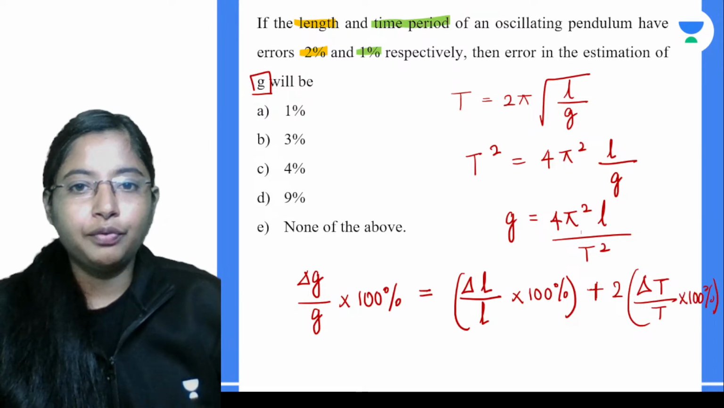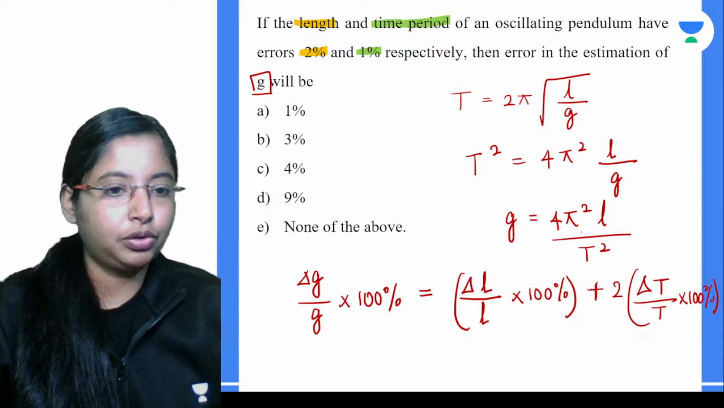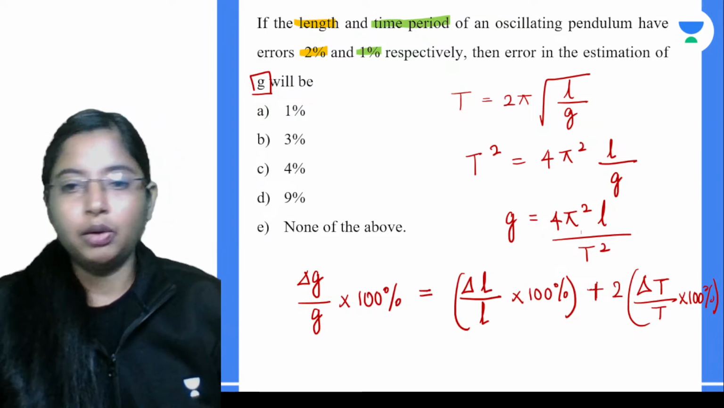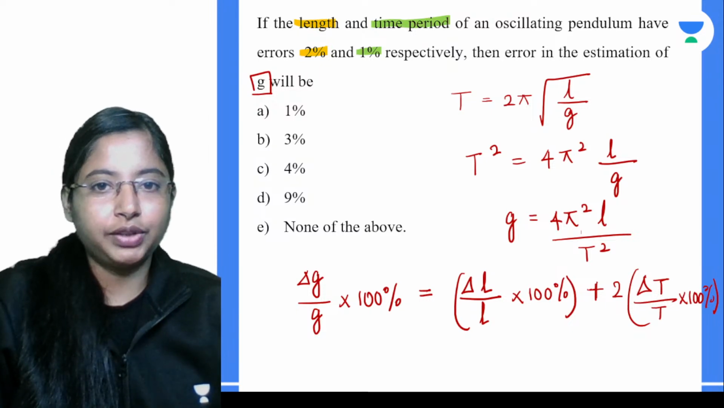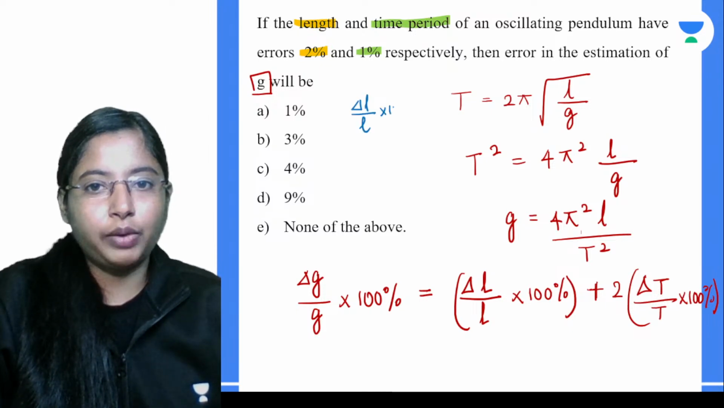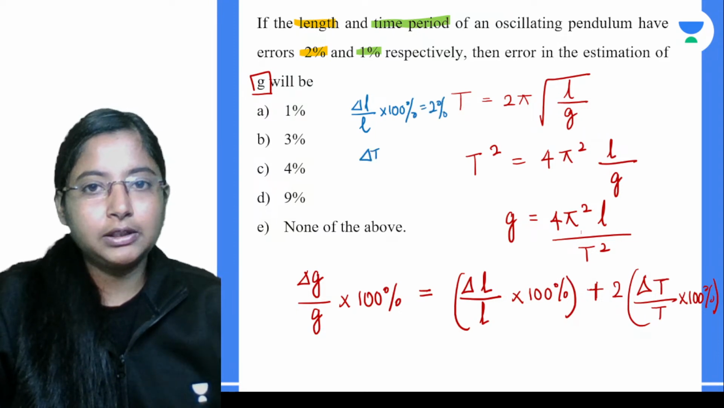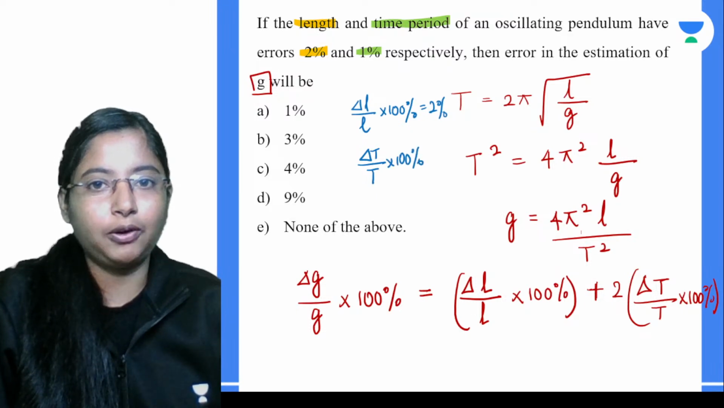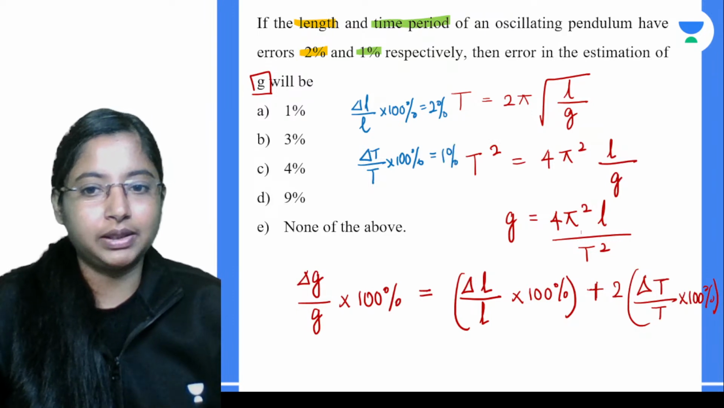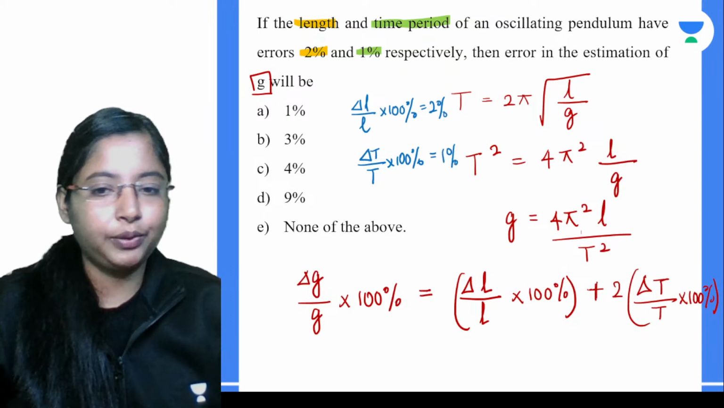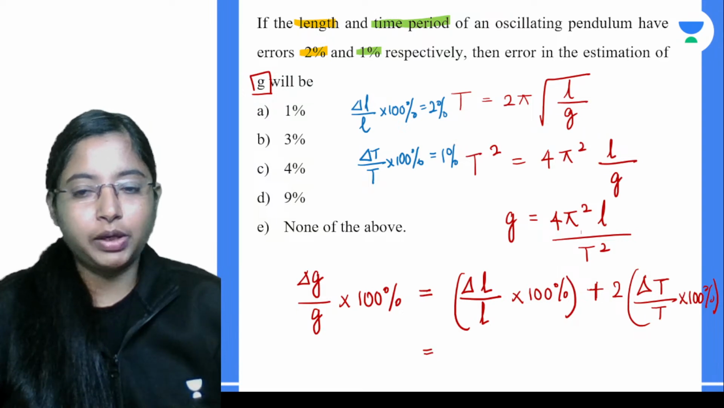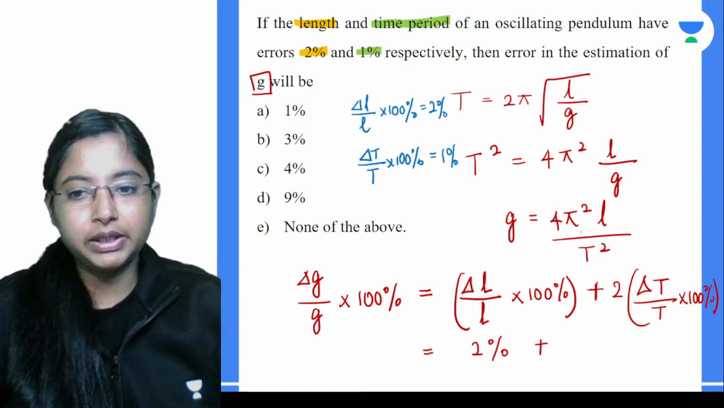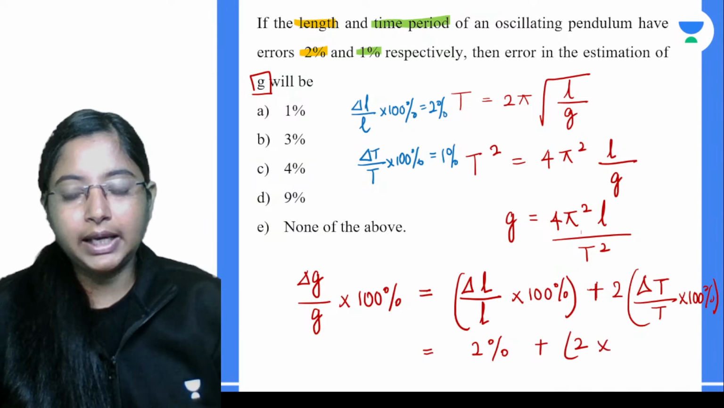Now from the question there are 2 quantities given over here. Let me quickly write them. Delta L by L into 100% is given as 2% from the question. Delta T by T into 100%, the time period of an oscillating pendulum, has a value of 1%. So what will be the final percentage value in terms of G? Delta L by L into 100% is 2%, plus 2 times delta T by T, which was nothing but 1%.